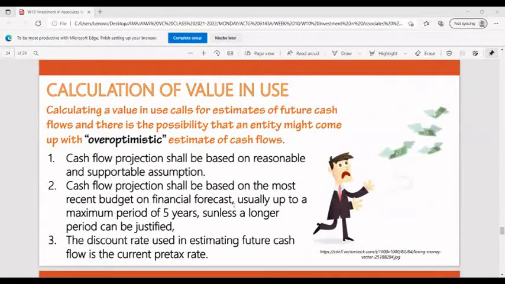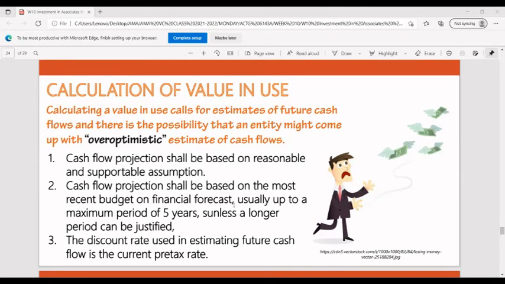In calculating value in use, estimates of future cash flows are required, and there is the possibility that an entity might come up with an overly optimistic estimate of cash flows. The projection of cash flow shall be based on reasonable and supportable assumptions. Cash flow is the information that we can see if the cash is still liquid or there is still cash to support the resources, to support the company's operations on continuing the business.